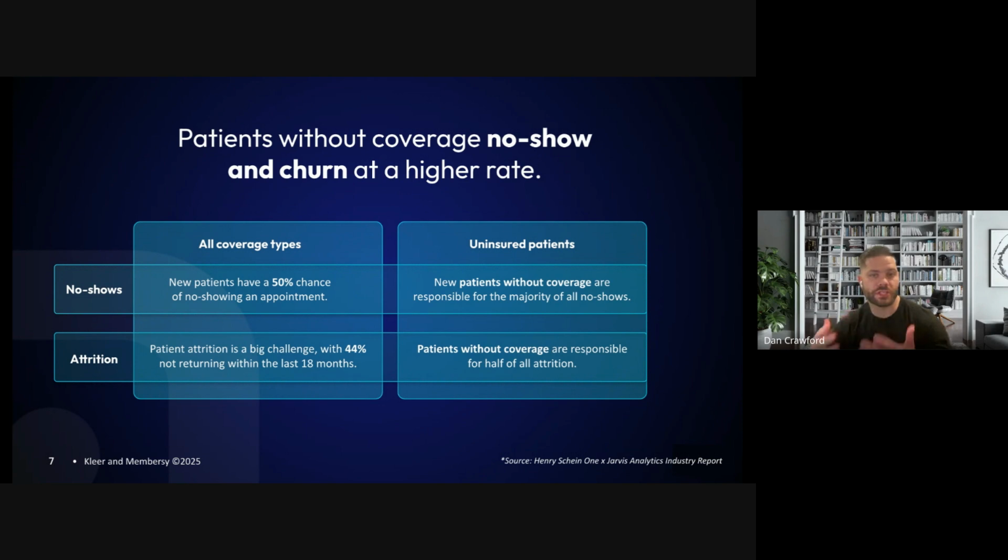So if we're thinking about the schedule, we know that getting patients on the schedule is critical, but obviously we want them to complete that appointment and stay with you month over month, year over year.